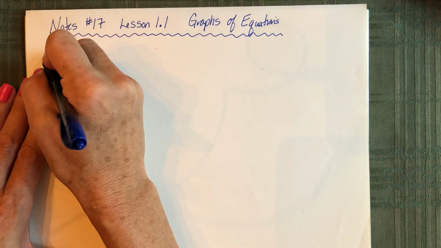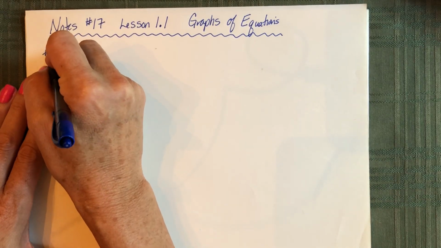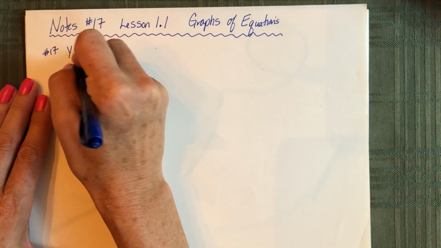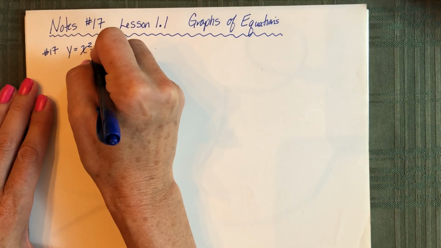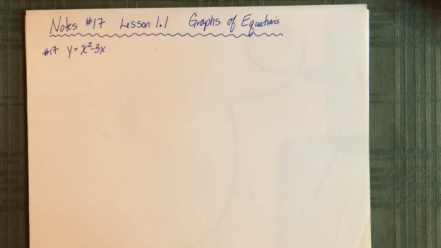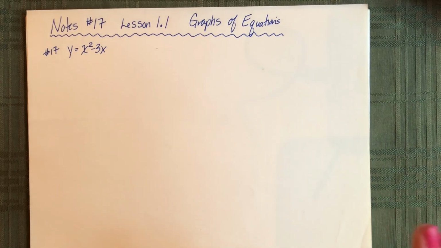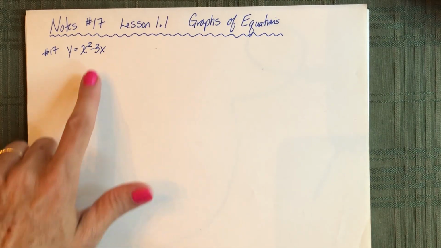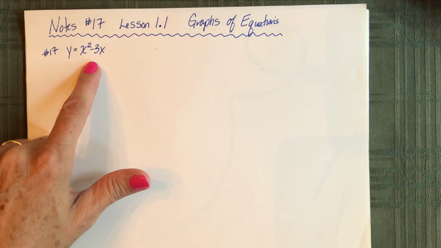So suppose I pick number 17 from your textbook. I have y is equal to x squared minus 3x. I could spend all day just going through all the possible solutions that I could have for this. We have so many other math problems to do.